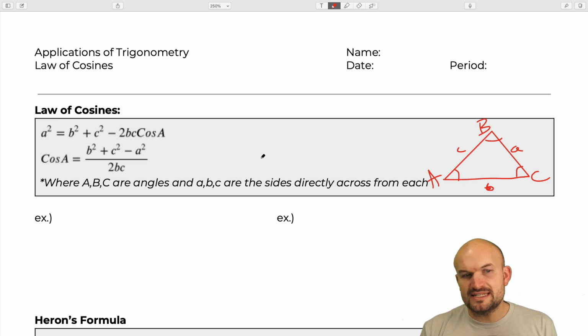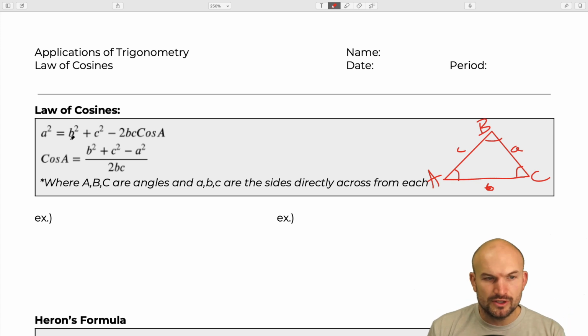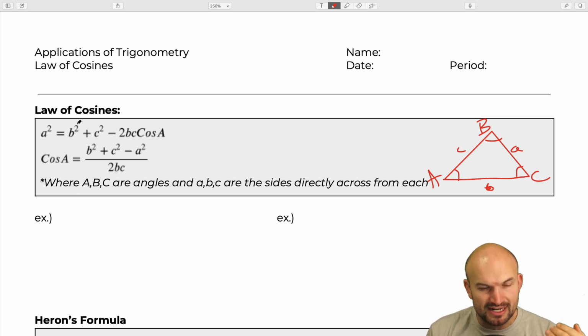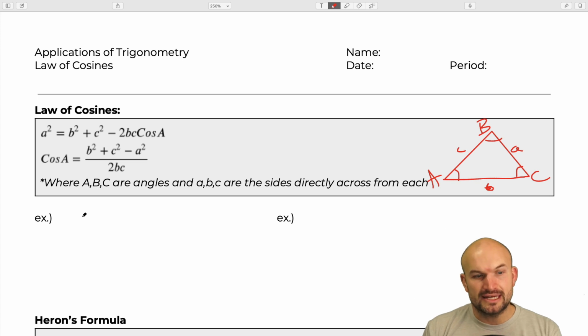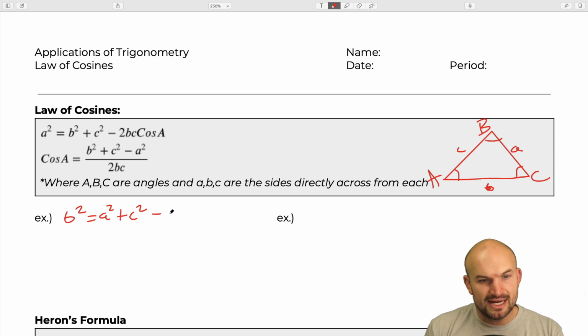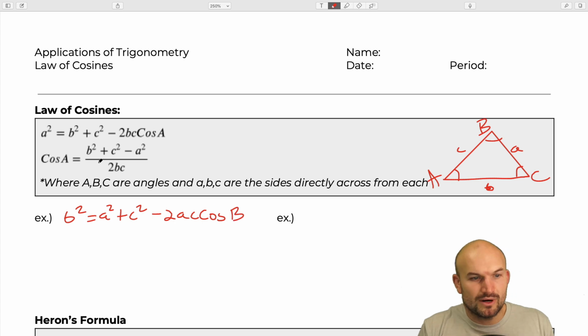So let's pretend we're given the information and we need to solve for b instead of solving for a. All we're going to do is rearrange the formula. You could solve for it, but I want you to see that you can just swap a and b. So I can rewrite this as b squared equals a squared plus c squared, minus 2 times a times c times the cosine of B. Wherever you saw an a, you are now just going to replace that with a b.